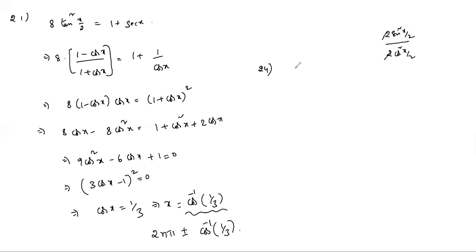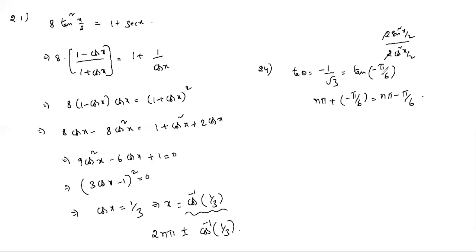Next, 24: tan theta equals minus 1 by root 3. What is the general solution? Minus 1 by root 3 you can write as tan of minus pi by 6. So for tan theta, the general solution is n pi plus alpha. Alpha is minus pi by 6. The answer is n pi minus pi by 6, the last option.